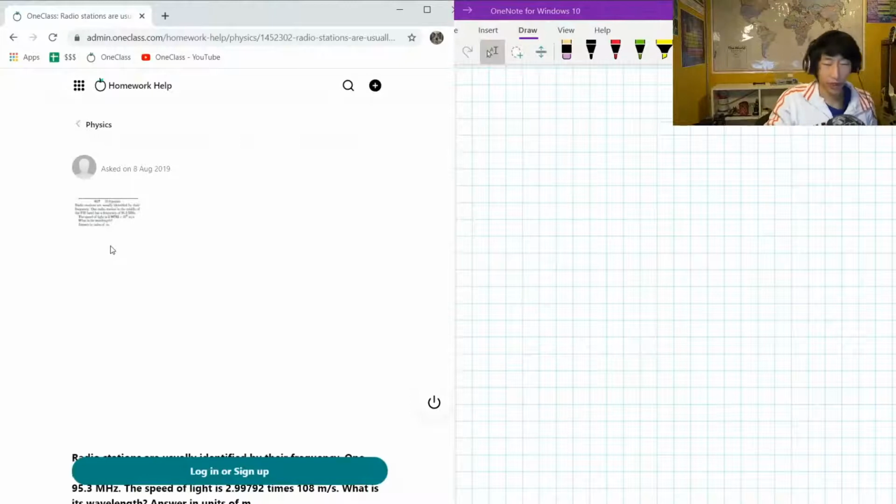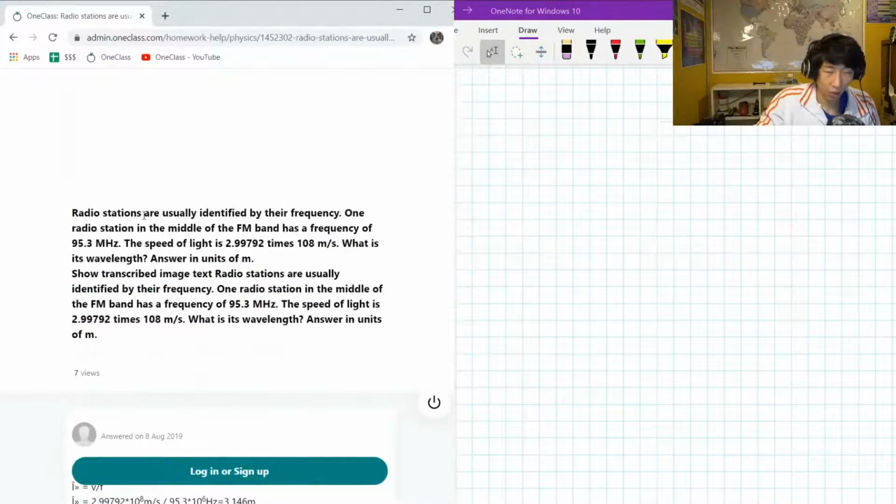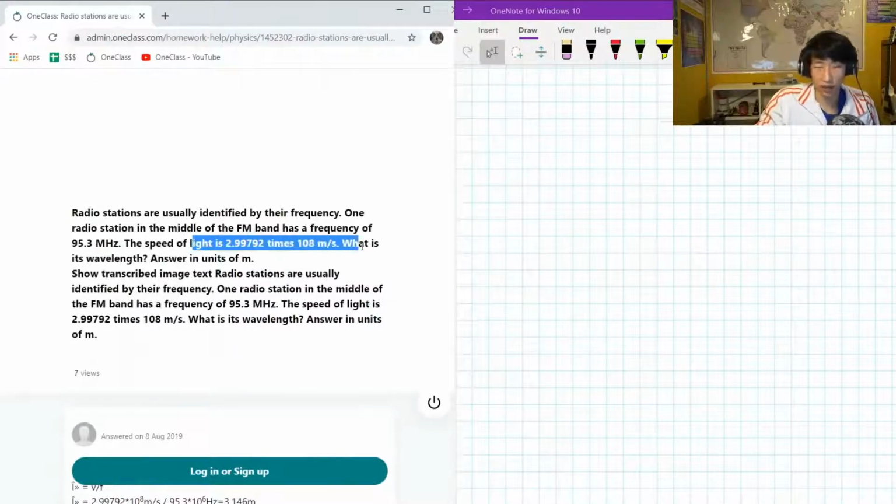Okay, so here we have the next question that we have on the menu today, and it is asking us about radio stations. So radio stations are usually identified by their frequency. When a radio station in the middle of the FM band has a frequency of 95.3 megahertz, the speed of light, and okay, so the speed of light, the name is kind of misleading. The speed of light is all electromagnetic radiation, and radio waves do count as electromagnetic radiation, so they will also move at the speed of light. So this is the speed of light, and we need to find out the wavelength of this radio station.